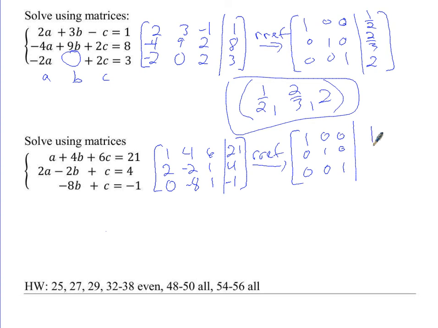1, 1 half, 3. Close the matrix. And now I can write the ordered triple, which is going to be 1, comma, 1 half, comma, 3. There's my answer.